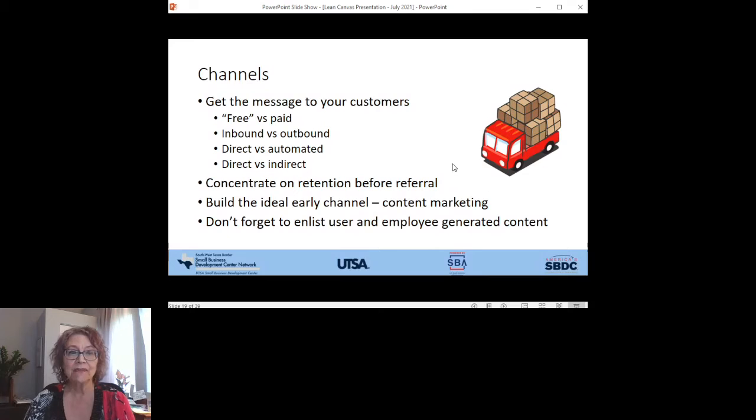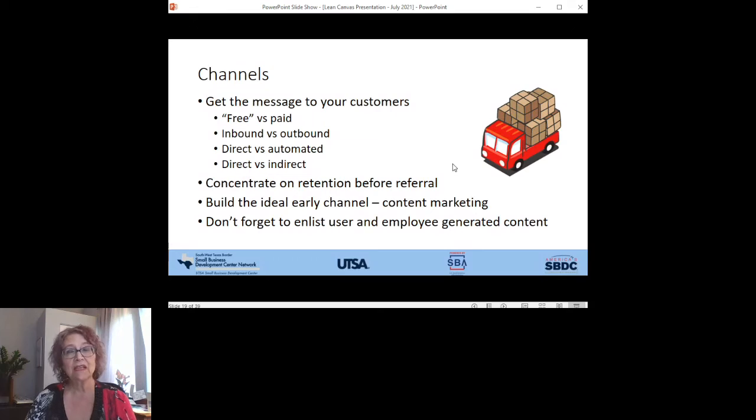And then build the ideal early channel, right? What kind of content marketing can you come up with? What can you say about your product? And this goes back to the problem statement, because you're really focusing on the issue that your customer has and the benefits that your product is going to provide to them, and your universal sales pitch.